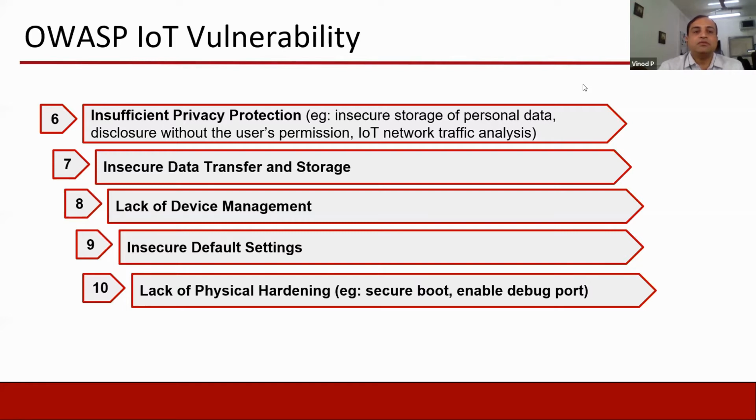The seventh one is insecure data transfer and storage. There is a lack of encryption or access control over sensitive data anywhere within the ecosystem, including when it is at rest on the device, in transit, or during processing. This is one of the very critical issues prevalent with any IoT device.